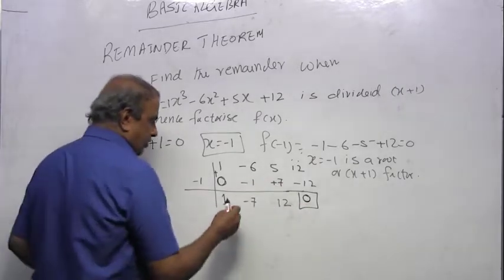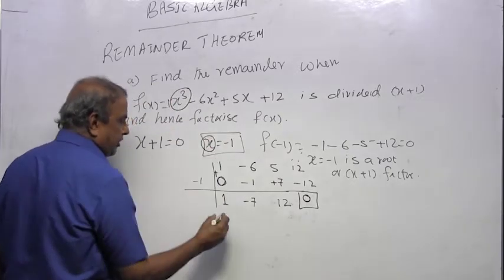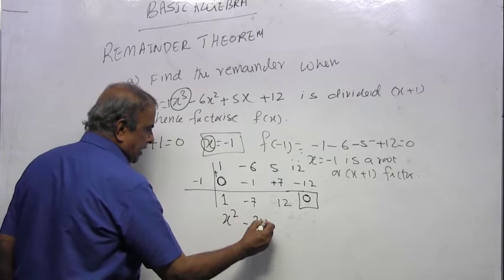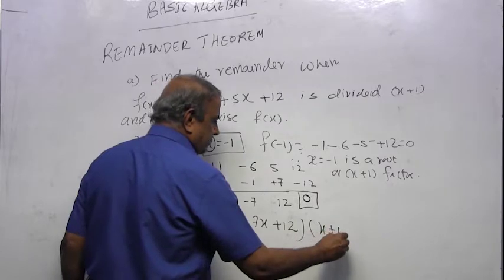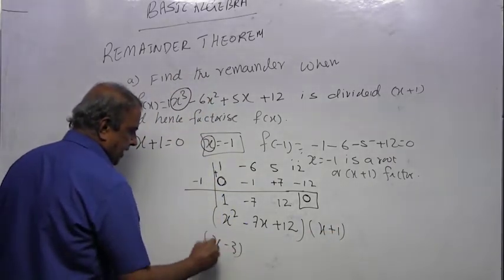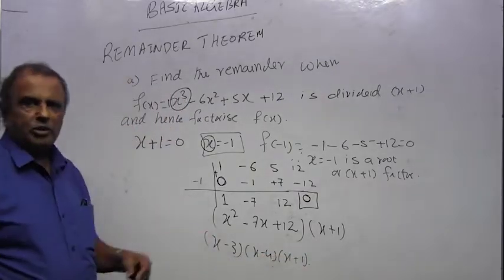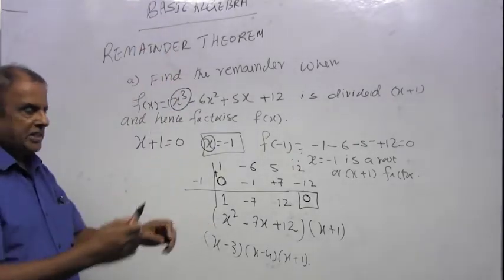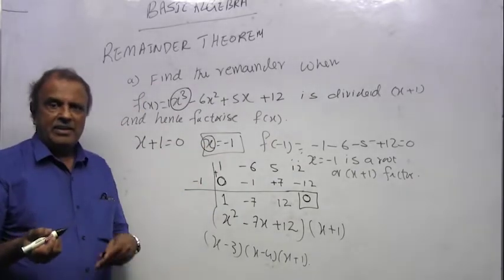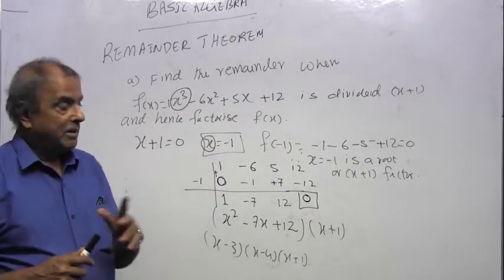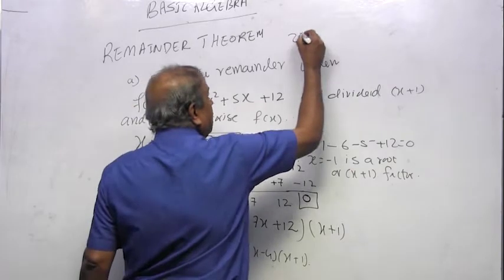That's the remainder. So look, I started with a cubic and divided by a power of x, so I'm left with x squared minus 7x plus 12 times x plus 1. This is x minus 3 times x minus 4 times x plus 1. Don't you realize it's much easier to do this division than go through the long division? This is called synthetic division. It's acceptable in the examination, but be careful. You don't use it if you have a factor like 2x minus 3.